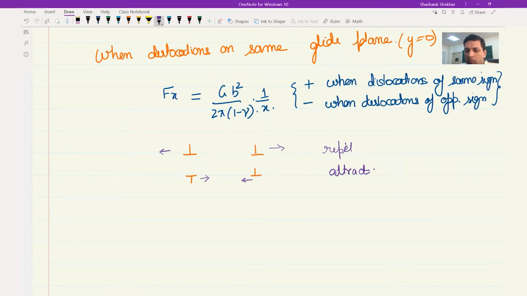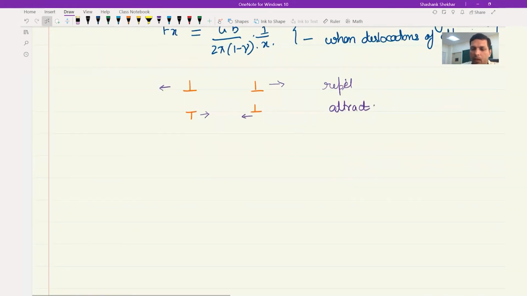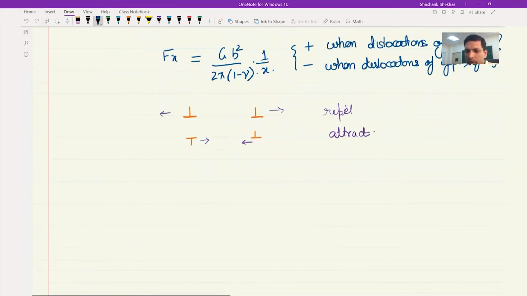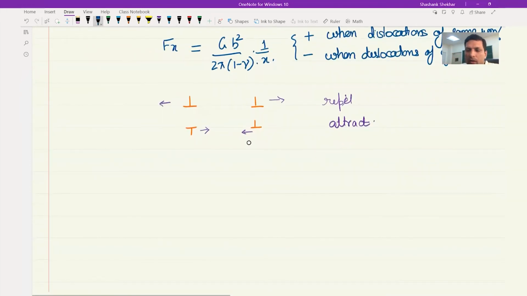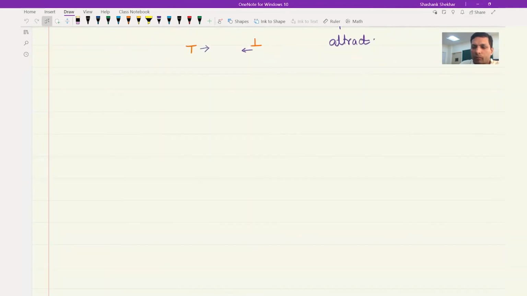This is the main message that we get from this relation. But then we could have also obtained this relation in a slightly different way. Let's look at it without going through these equations, but then there will be some meaning for these equations, which I will show you again after this. So the attraction and repulsion can also be predicted on the basis of energy.